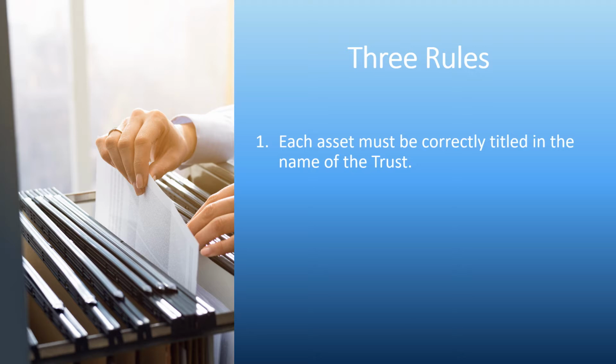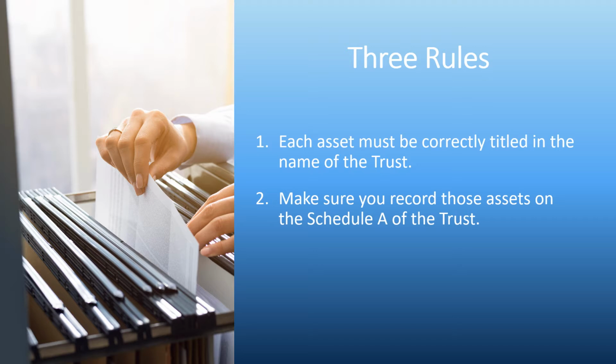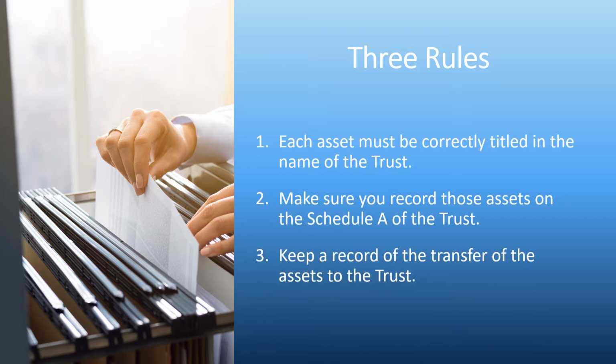Now let's look at the 3 rules to transferring assets to your trust. First, each asset must be correctly titled in the name of the trust. Second, make sure you record those assets on the Schedule A of the trust. And third, keep a record of the transfer of your assets to your trust.